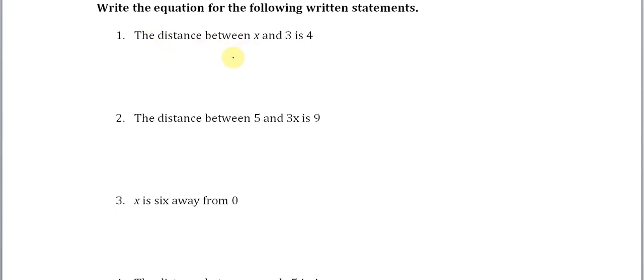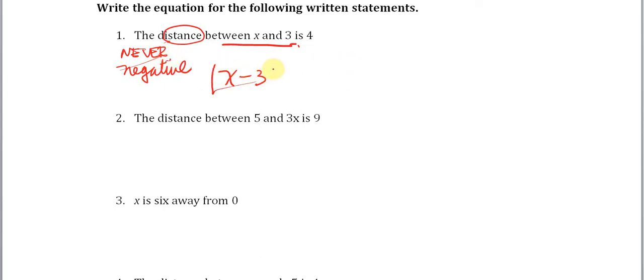The distance between x and 3 is 4. So let's start with here, between x and 3. So that we could start out with saying x minus 3, right? And the second part here we have distance. So let me remind you that distance is never negative. Okay. So let's put the absolute value symbol around them. All right. And so this absolute value with the x minus 3, that's the distance between x and 3 is 4. So the absolute value of x minus 3 is equal to 4.